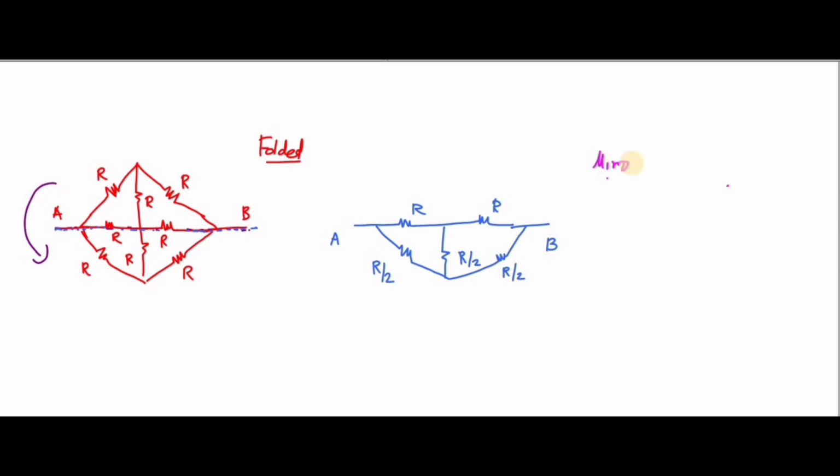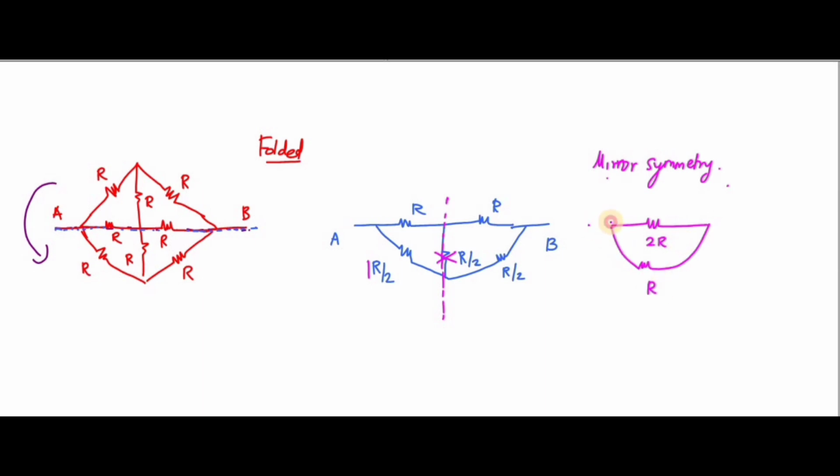After that I can also apply the mirror symmetry, right? So what is mirror symmetry? If I draw the line across this R by 2, you can see R and R by 2 and R by 2 are similar. So I can remove this R by 2 value, right? So if I remove this one, R and R become series, and R by 2 and R by 2 are series. So I can write this one as 2R, and this one as R, right?